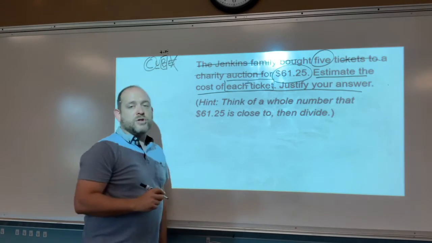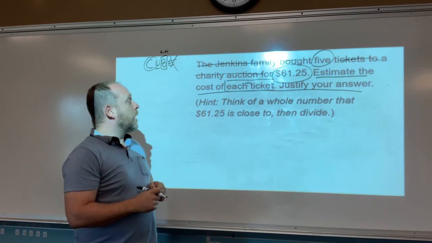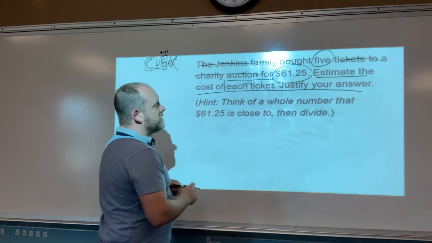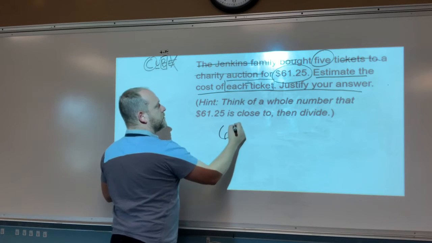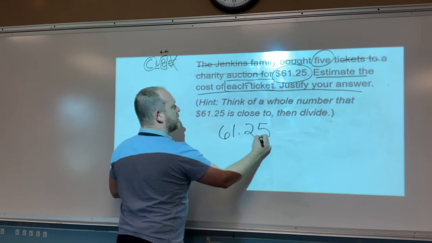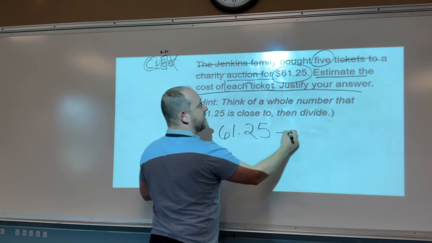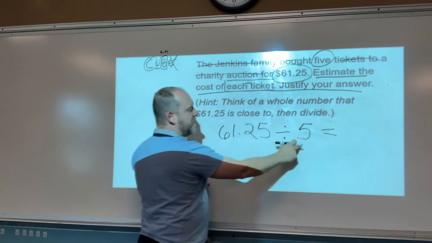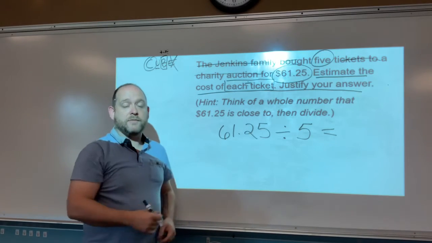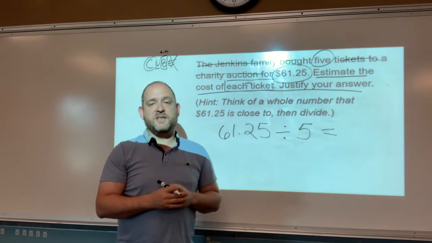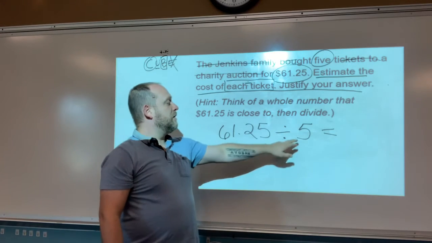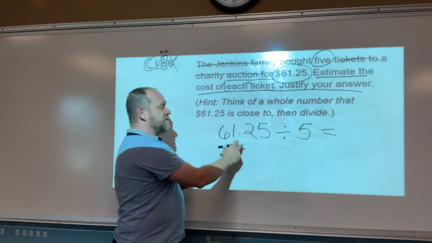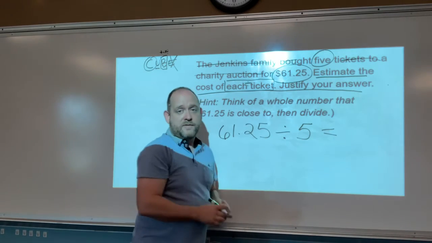That's not circled, underlined, or boxed up. All right, so I've got $61.25. And I'm dividing that into 5 equal groups because each of those 5 things, each of the 5 tickets should add up to this amount. And because tickets generally are the same price to the same thing, the 5 pieces should be equal. That's why we can use division. So I have $61.25 divided by 5.